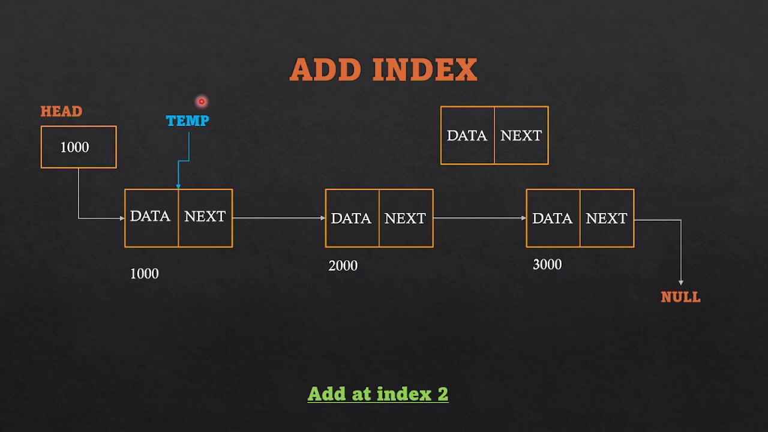So for that, we need a temp, yeah, and we'll traverse the temp to this one. Now what we will do over here is we will make the new node dot next equal to temp dot next, this one, right? Then what we will do is temp dot next equals new node. We'll point it here. So in this manner we will do the add index function.